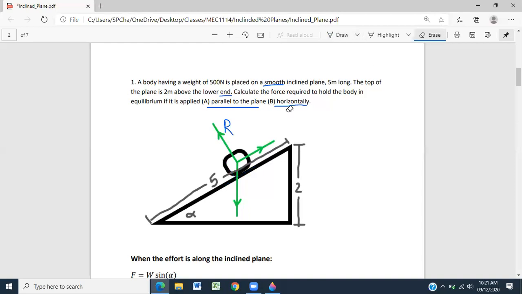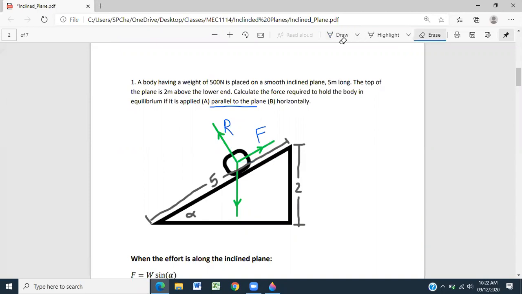Now, we're holding the body in equilibrium, keeping it from falling down. That's called our force F, and we're applying F two ways. One way, parallel to the plane, and secondly, horizontally. Horizontally would be this way, applying F this way, as opposed to here, parallel to the plane. So let's start off with parallel to the plane.